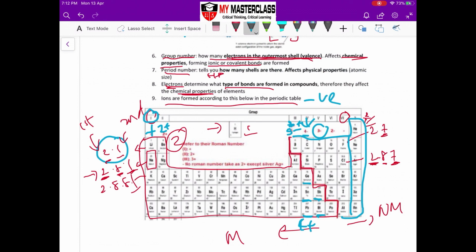Group 6, 2 minus, 6 outer electrons gain 2. This Po will lose 6 to form 6 plus. Group 7, all of them 7 outer electrons. They will all gain 1 electron, gain 1 negative to form minus. So in the exam, if you have no time to count the electronic configuration, this is your ultimate shortcut to write down the ions. This one is very, very important.